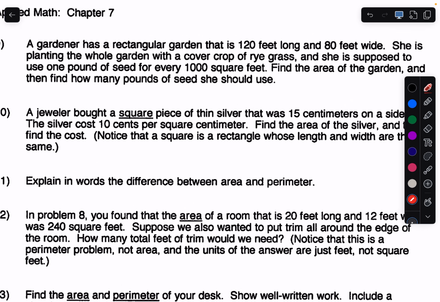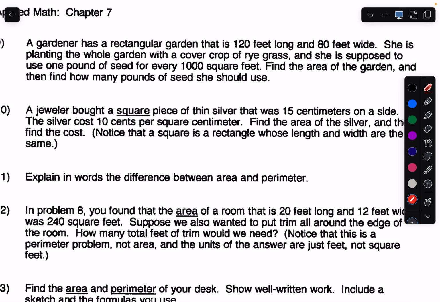Okay, I'm going to have one of you help me, so I will pick on you, but let's first draw out some things here. We have a rectangular garden, so you should draw a rectangle. I just made it this way because it could fit a little nicer. So it's 120 feet by 80 feet.